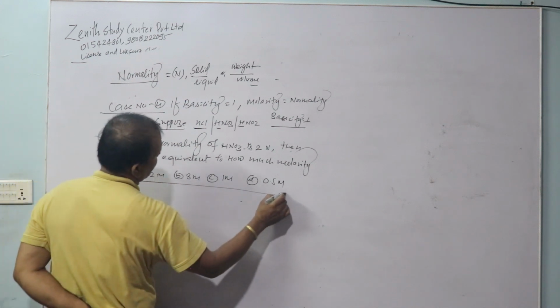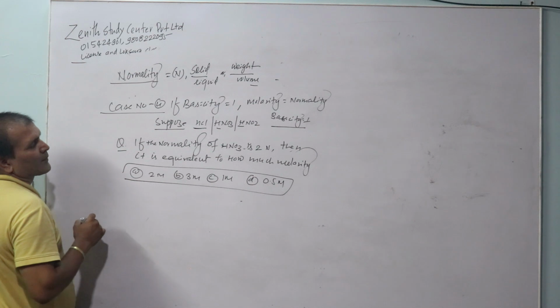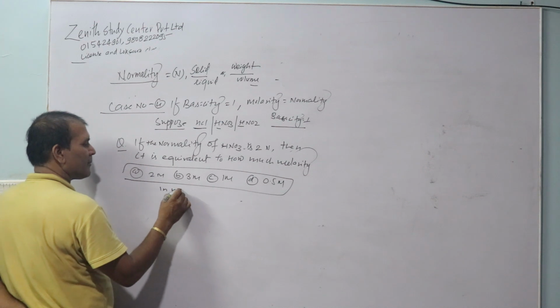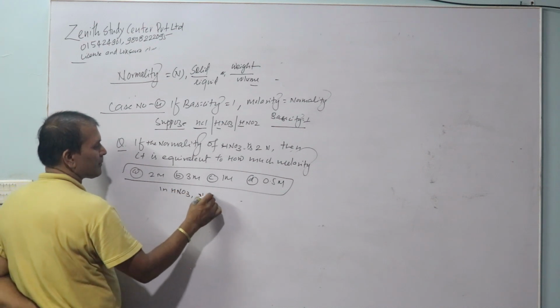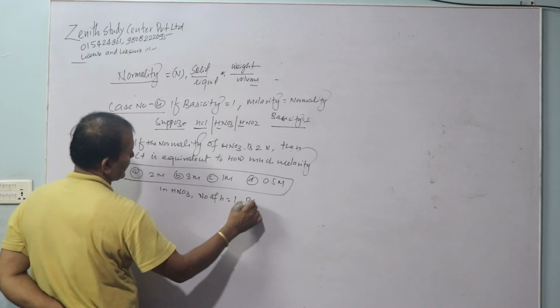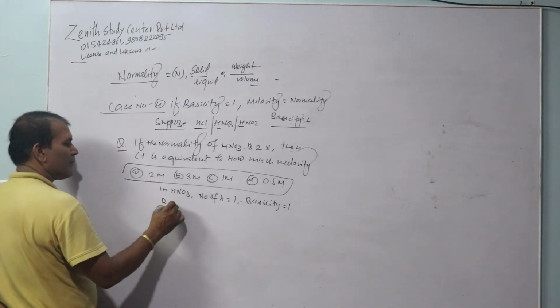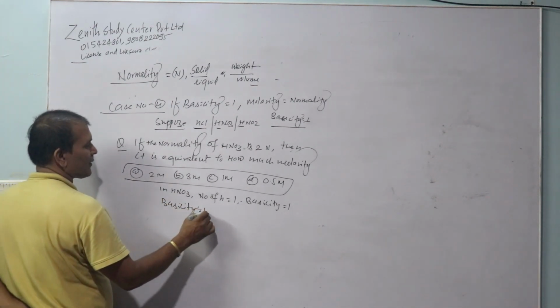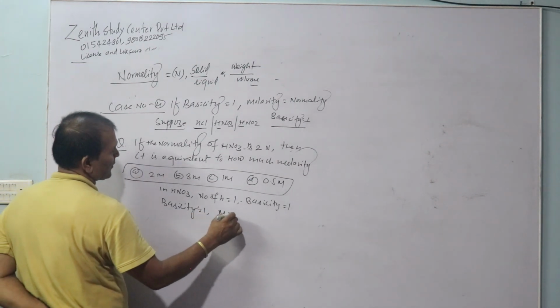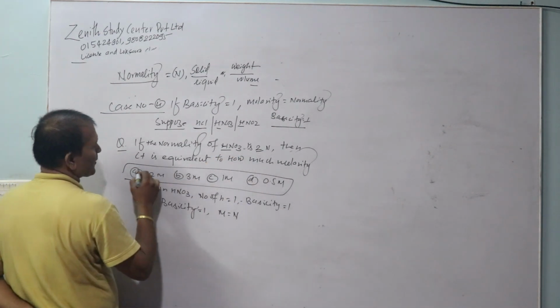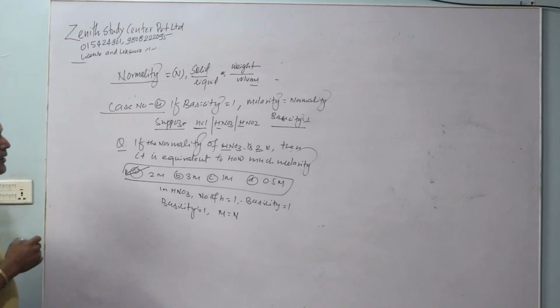So before doing the answer, you have to know the basicity. In HNO3, the number of hydrogen is 1, then basicity is equal to 1. When basicity is equal to 1, at that condition molarity is equal to normality. So here HNO3 basicity 1, 2 normal, the molarity is also 2 molar. Case number 4. Case number 5.